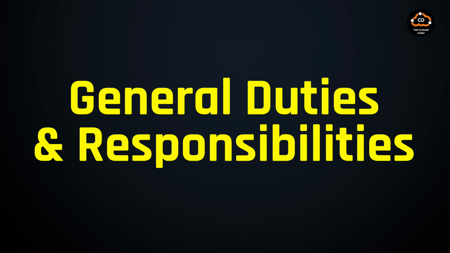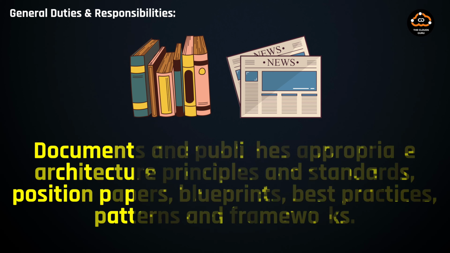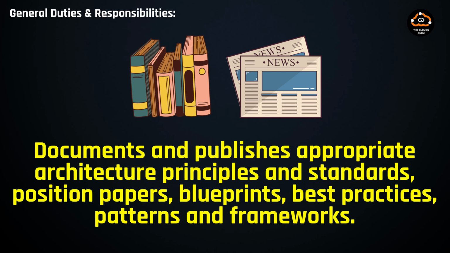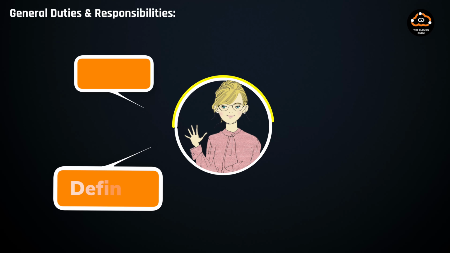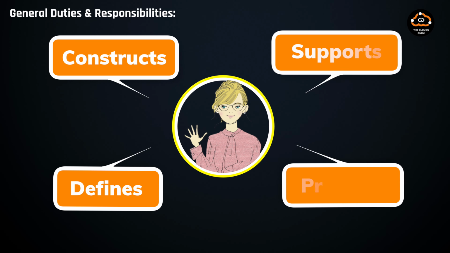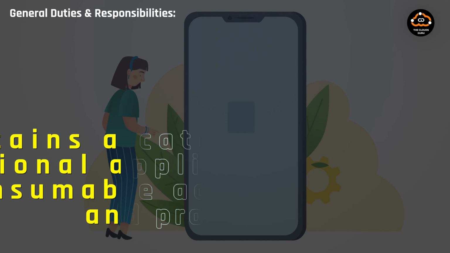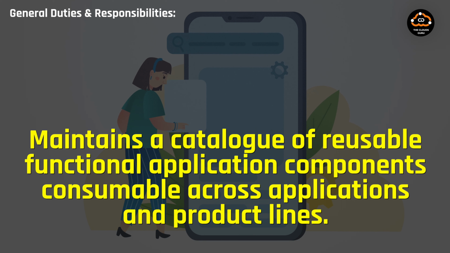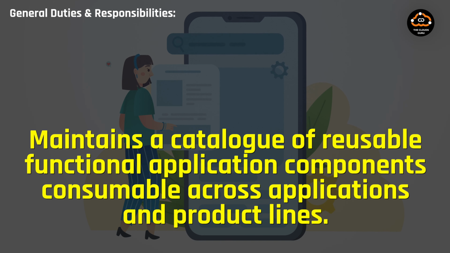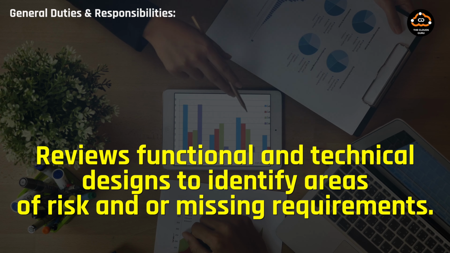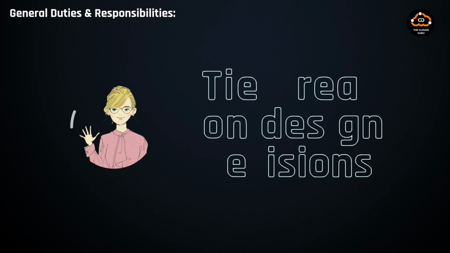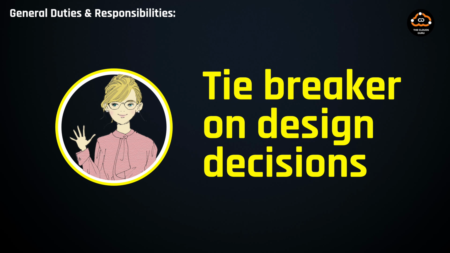General duties and responsibilities: documents and publishes appropriate architecture principles and standards, position papers, blueprints, best practices, patterns and frameworks. Defines, constructs, supports and provides training for enterprise frameworks. Maintains a catalog of reusable functional application components consumable across applications and product lines. Reviews functional and technical designs to identify areas of risk and/or missing requirements. Acts as tiebreaker on design decisions.